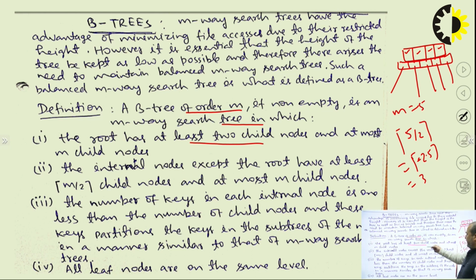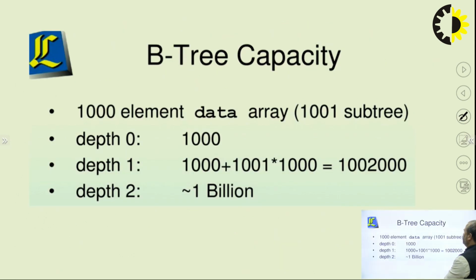So these definitions you need to construct the B tree. First is what? Any B tree of order M will have maximum M child nodes. So if there are M child nodes, the key values will be 1 less, means M minus 1. Okay.